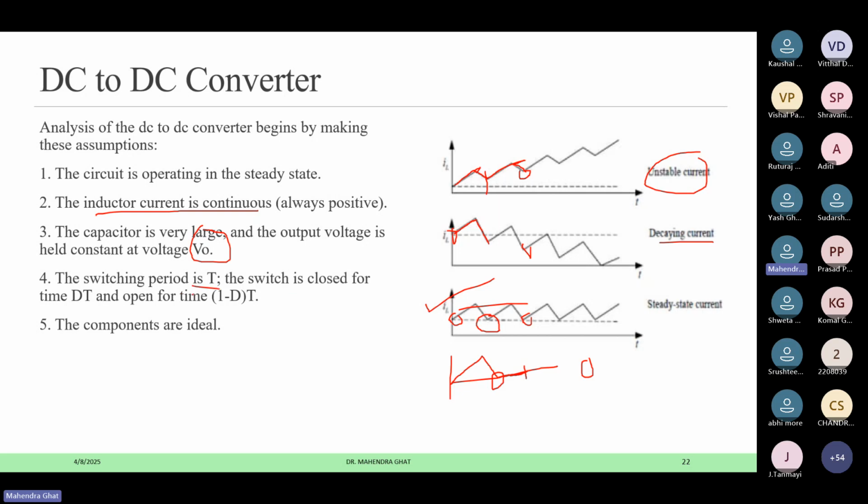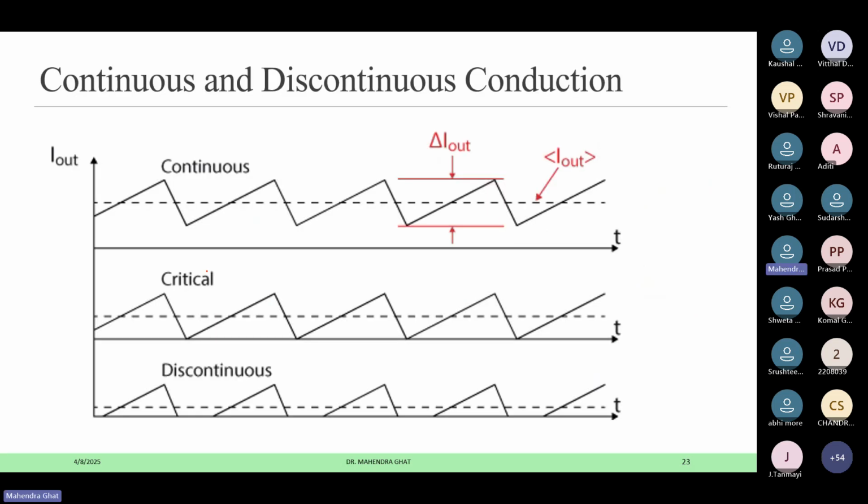The switch is closed for the time dT. The on time is dT, where d varies between 0 and 1, and 0 to 1 times T is the on time. The switch is open for the time 1 minus d times T, that is the off time. And the components, again, we will first consider as ideal components. These are some of the assumptions we will make.